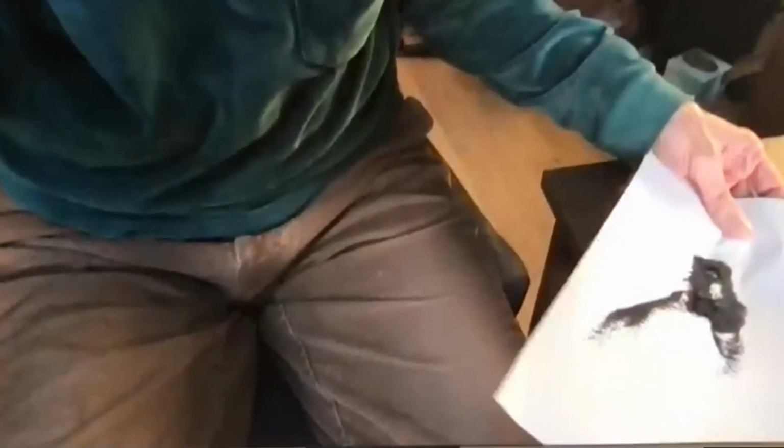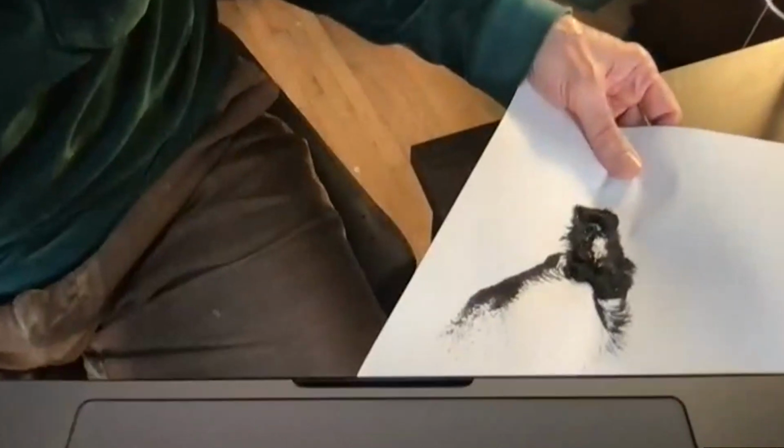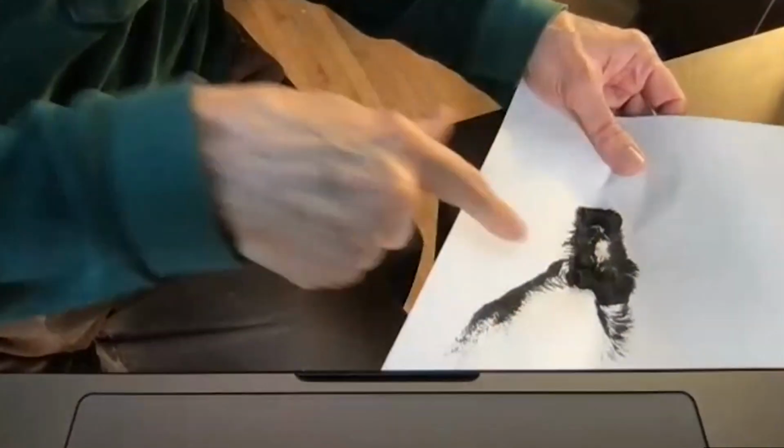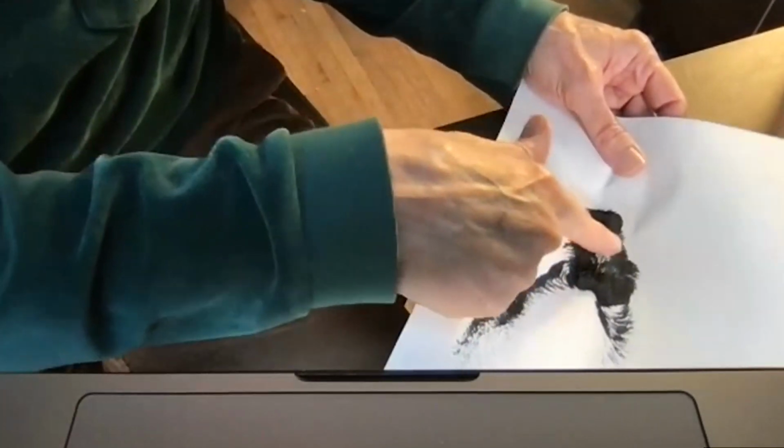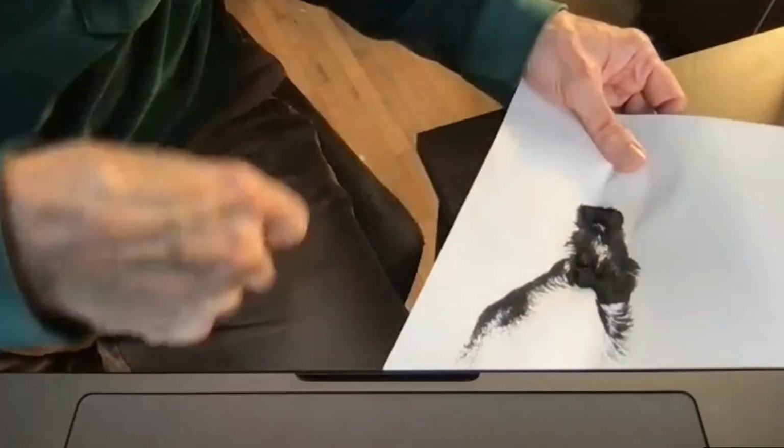Let's try and see what I've got here. Okay, so people can see my pattern now? Yeah. Okay.